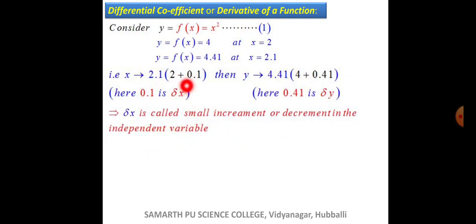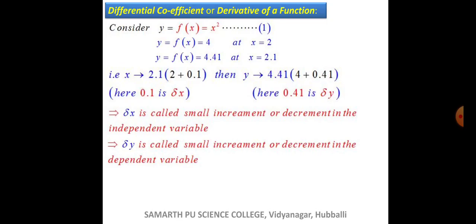See, it is an increment, that is plus 0.1. If it decreases, that time we get minus 0.1. Suppose in the place of x equal to 2, we substitute x equal to 1.9, that is minus 0.1, that is a decrease. Also in y equal to f of x, we know that x is the independent variable and y is the dependent variable. Here delta y is called a small increment or decrement in the dependent variable. Okay, so now we prove this by using the first principle.